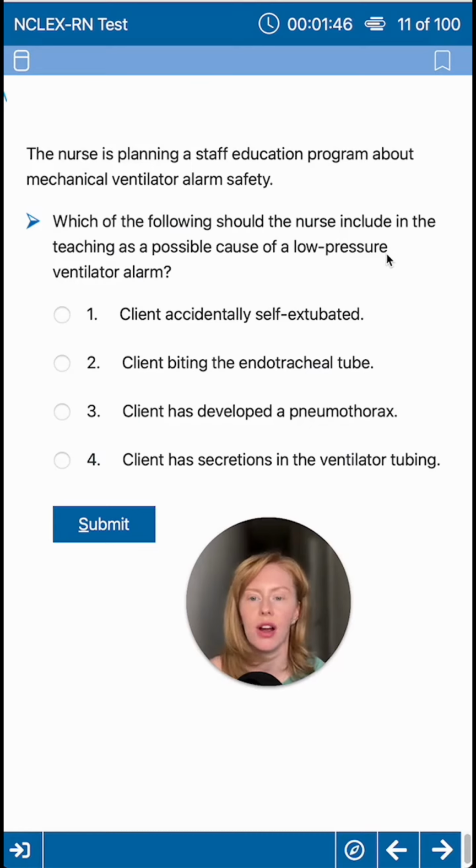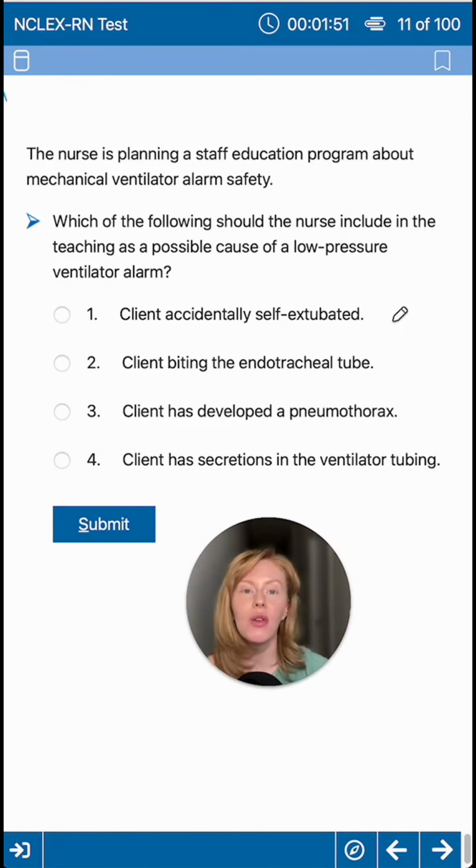So what kind of alarm would we have if the client accidentally self-extubated or just pulled that tube out? Well, in that case, the breath is going to be delivered freely into the room instead of meeting the resistance of the client's lungs. So that should cause a low pressure alarm, but let's check out our other options just to be sure. What if the client bites the endotracheal tube?